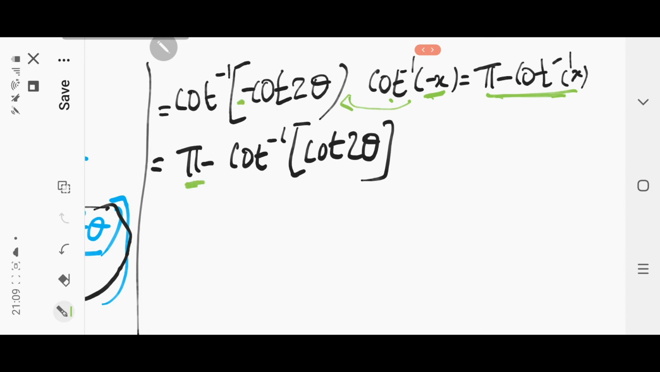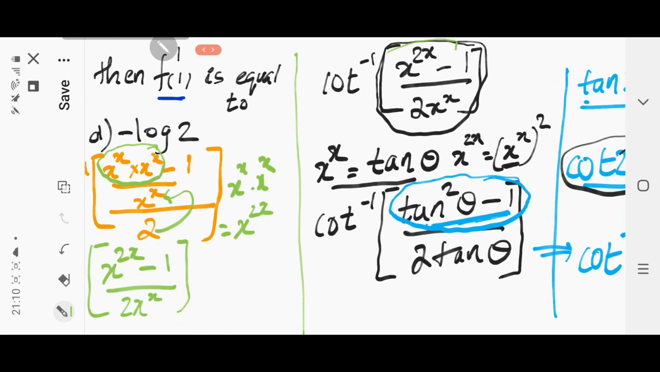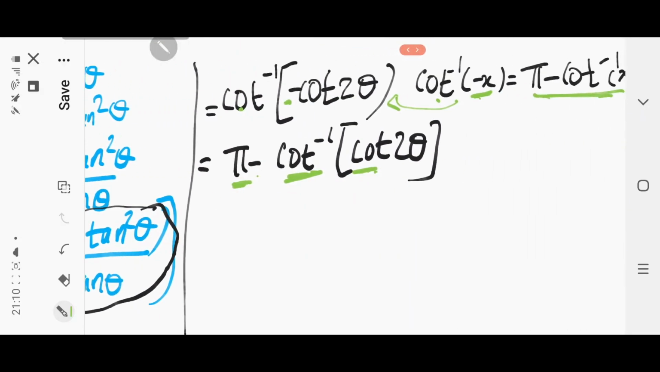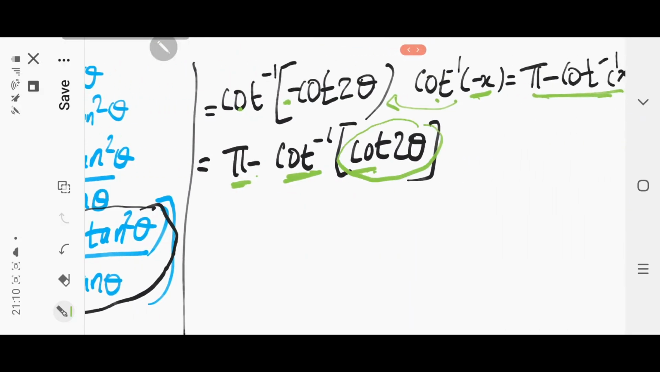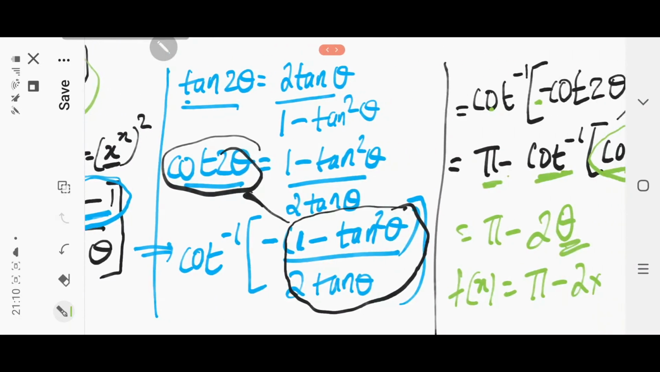How to remove? You can write as pi minus cot inverse of cot 2 theta, with that minus removed. See, cot inverse of cot: that big function is turned into the term of cot. You can write it as 2 theta. That means here f of x is equal to pi minus 2 into theta. What is theta? Where is the substitution? Yeah, here it is.